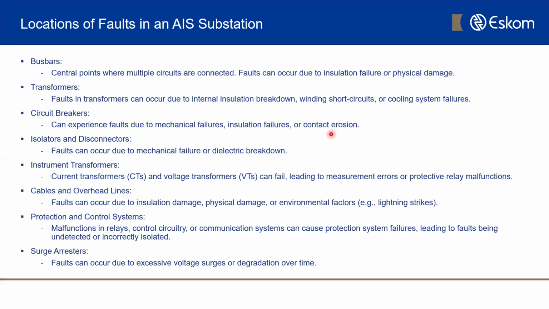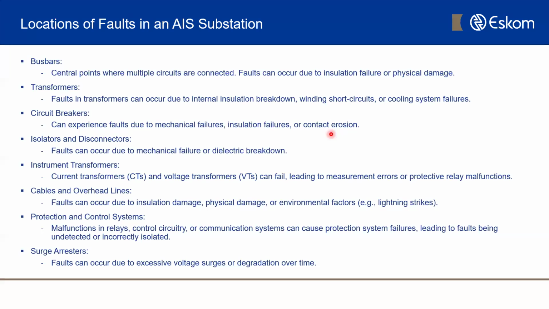Then we move on to instrument transformers. These are transformers that measure current or voltage. And if these lead to errors in measurements, they could create faults in the system, like opening the breaker unnecessarily or the isolators unnecessarily.